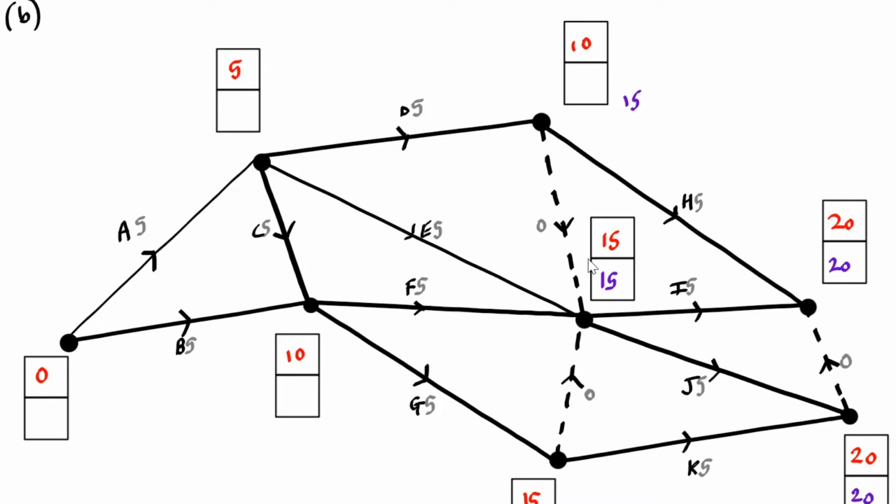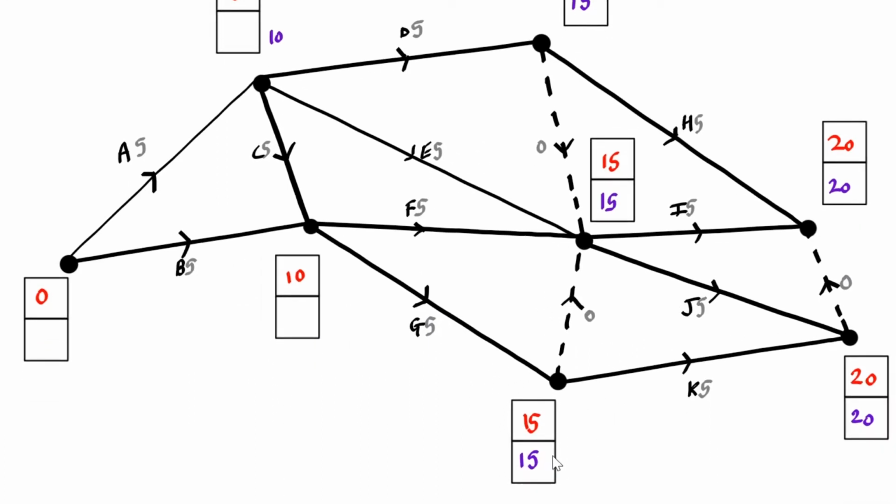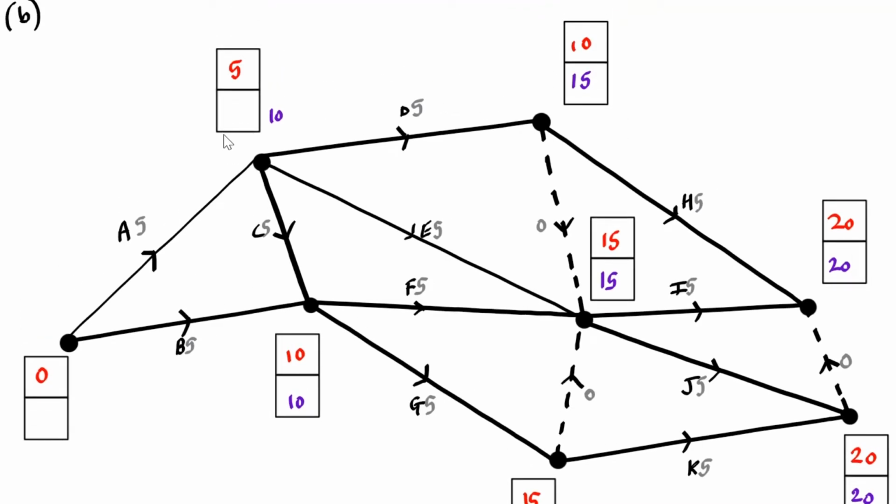Then we have 15 take away 0, that's also 15. So 15 goes in. Hopefully so far making sense. 15 take away 5, that's 10. And then 15 take away 5, still 10. Let's go and take a look at this one. 15 take away 5, and this 15 take away 5, we still get 10. And 10 take away 5, that's 5.